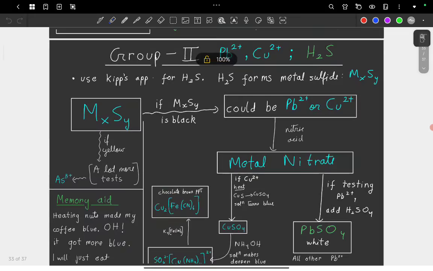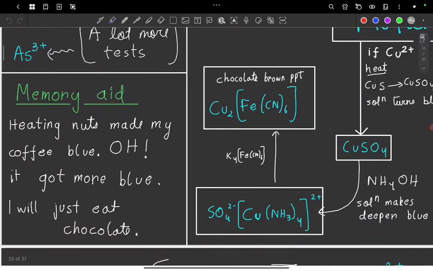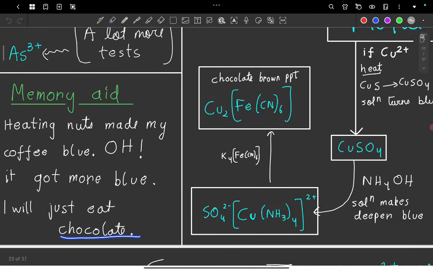Okay, so that was it for group 2. Now lead one you already know. I have made a memory aid for copper one. Heating nuts made my coffee blue. What a weird case. Oh, it got more blue. Man, I will just eat chocolate.